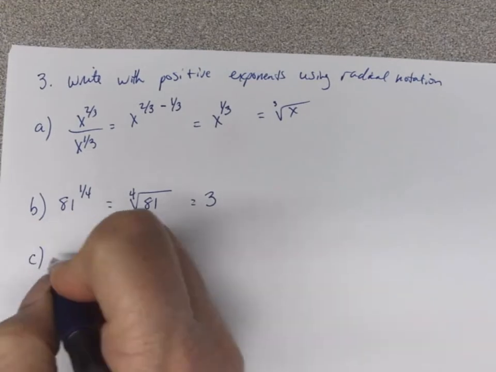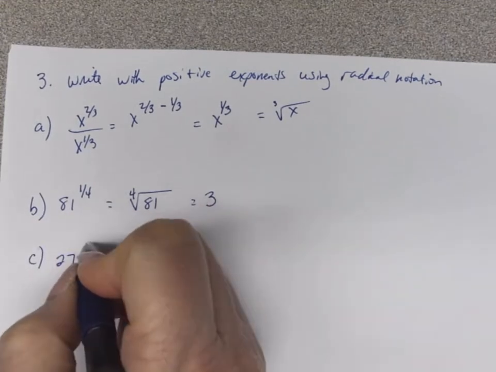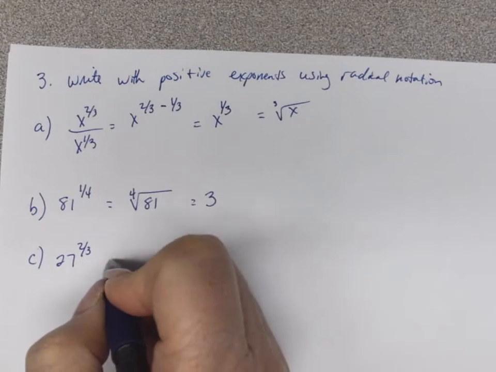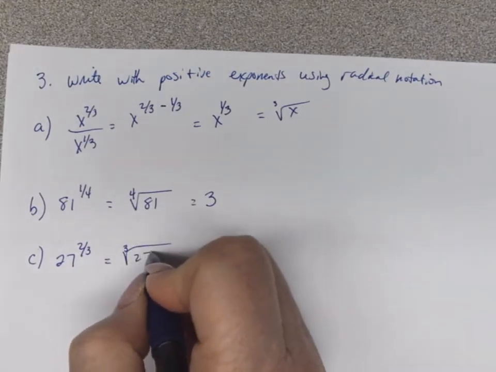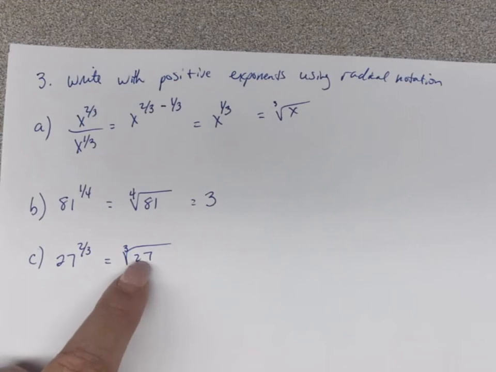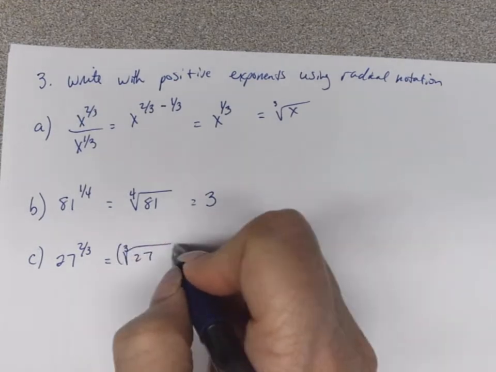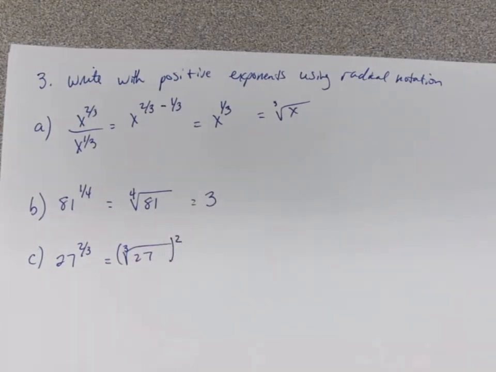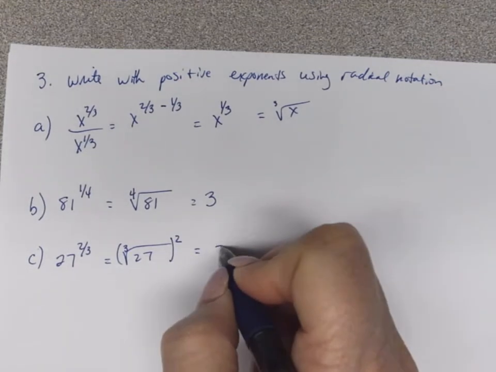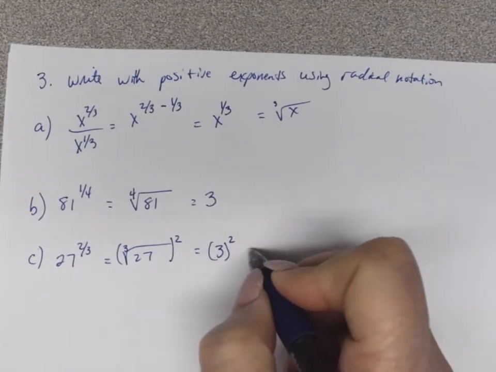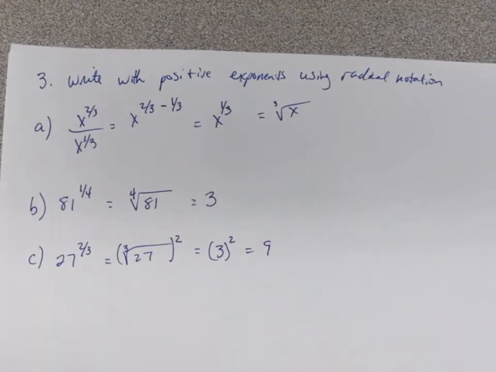For part C, we have 27 being raised to the 2/3. So here we will do the cubed root of 27. 27 is a perfect cube, and then afterwards we'll square it. So cubed root of 27 again is 3, and 3 is going to get squared, and it will be 9.